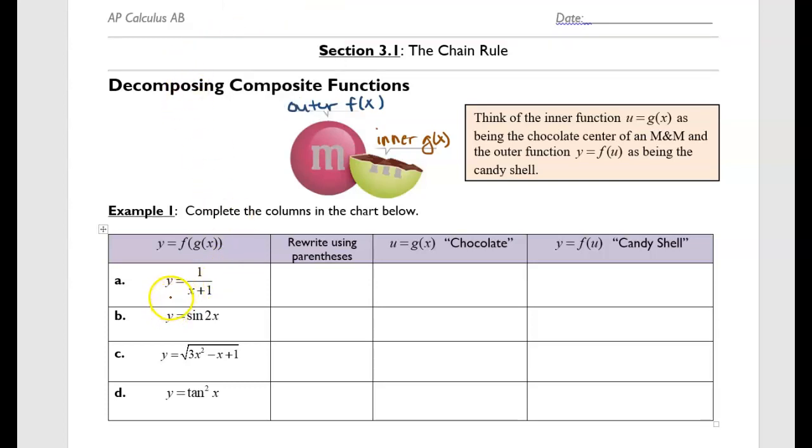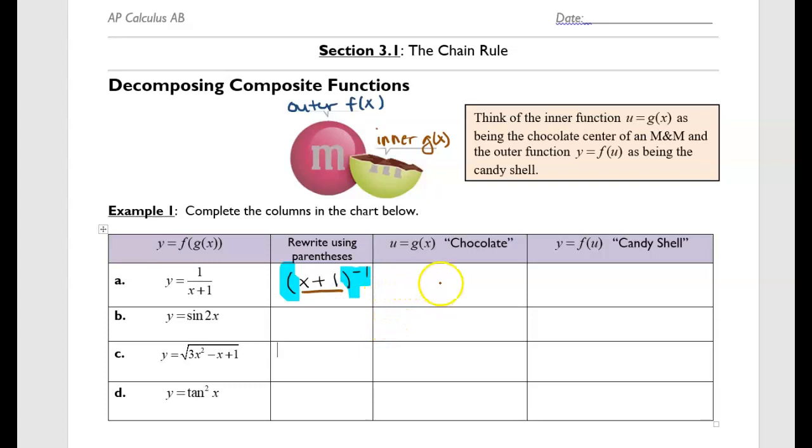Before you rewrite it, you might think about writing it with parentheses so that you can more easily see the inside and the outside parts. If we have y equals 1 over x plus 1, you can think of that as x plus 1 to the negative first power. When I see this in parentheses, I now have a better idea of what my outside part and my inside part is. My outer part is the parentheses, the negative first, and my inside part is this x plus 1.